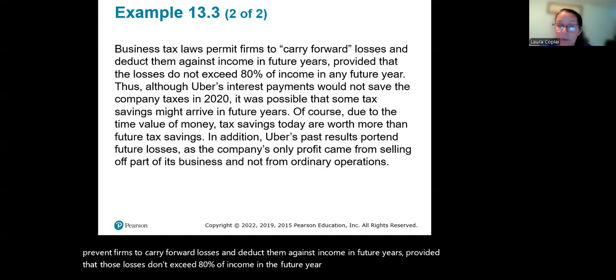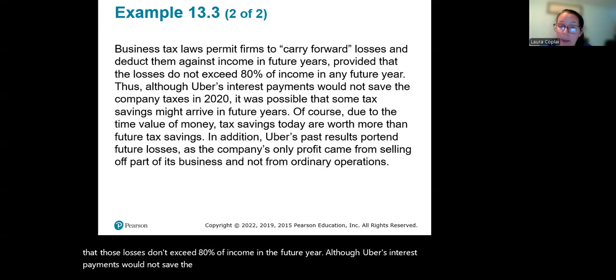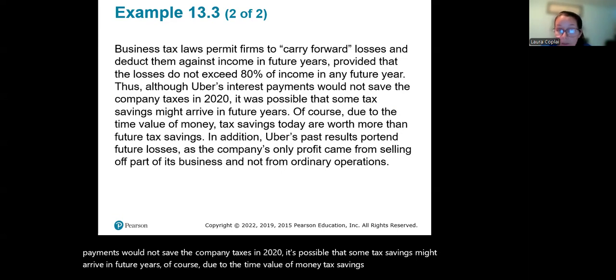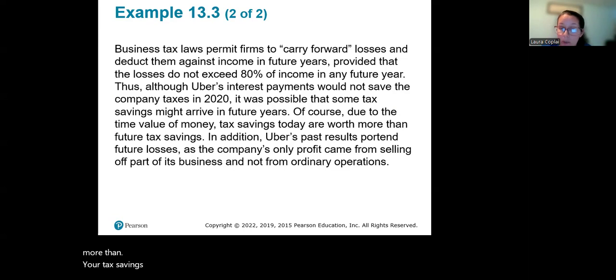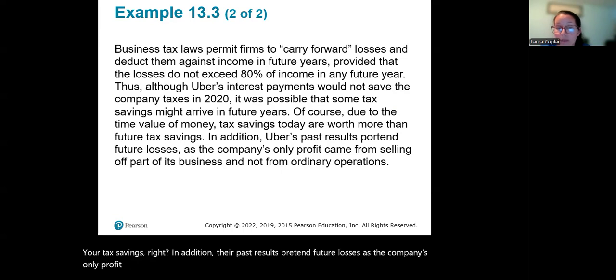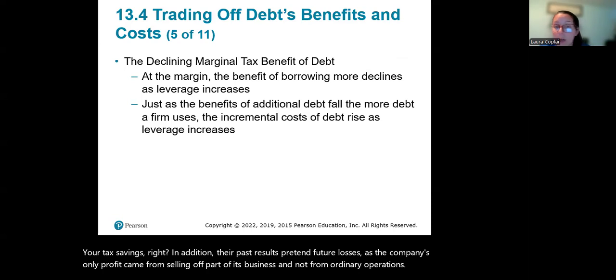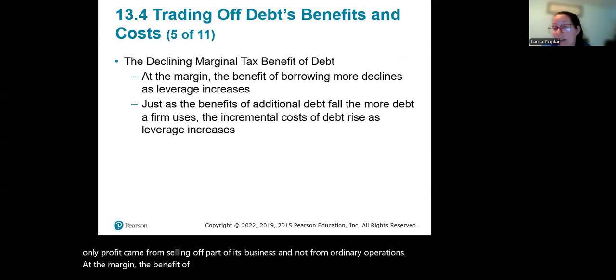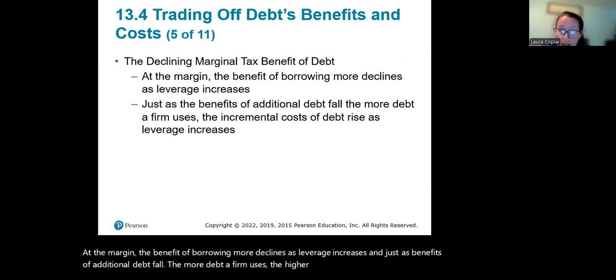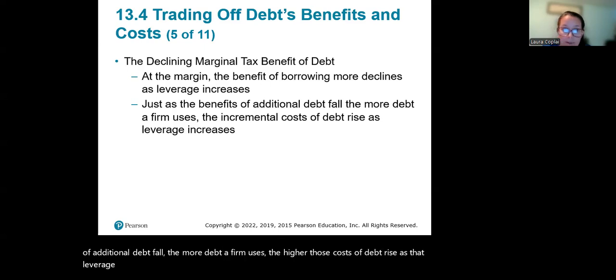Although Uber's interest payments would not save the company taxes in 2020, it's possible that some tax savings might arrive in future years. Of course, due to the time value of money, tax savings today are worth more than future tax savings, right? In addition, their past results portend future losses, as the company's only profit came from selling off part of its business and not from ordinary operations. At the margin, the benefit of borrowing more declines as leverage increases. And just as benefits of additional debt fall, the more debt a firm uses, the higher those costs of debt rise as that leverage increases, okay?